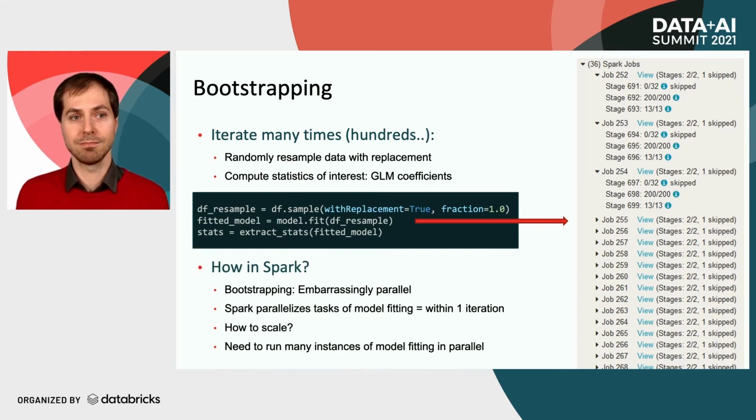But how do you do bootstrapping efficiently in Spark, given that bootstrapping is also a so-called embarrassingly parallel problem? The individual iterations do not depend on each other, so you can run them simultaneously. But how to do that? Spark parallelizes tasks of the resampling and model fitting within one iteration, but if you really want to scale this computation to hundreds of iterations, you need to parallelize this parallelization, basically. You need to run many instances of this model fitting in parallel. And how to do that in Spark?